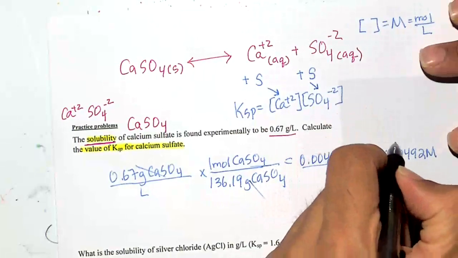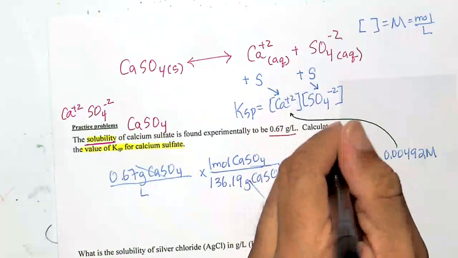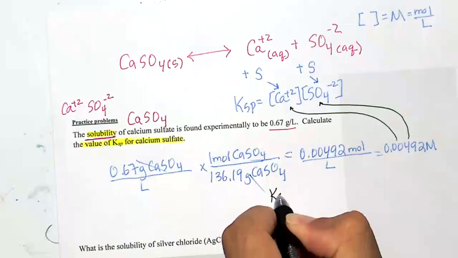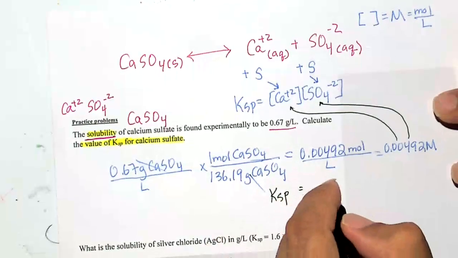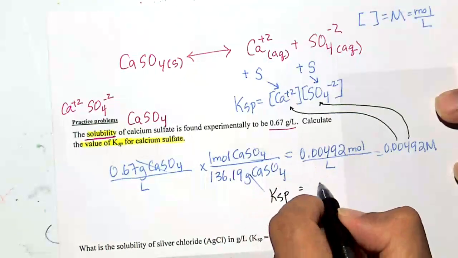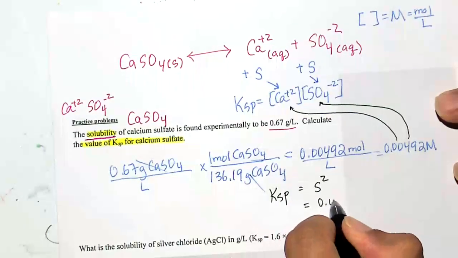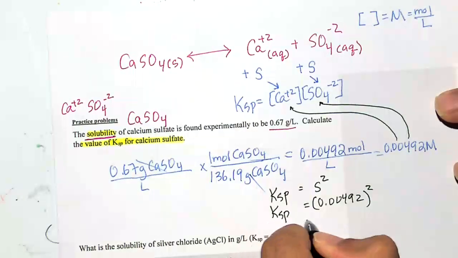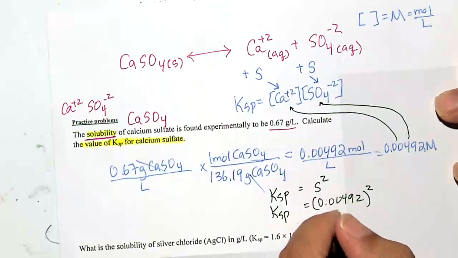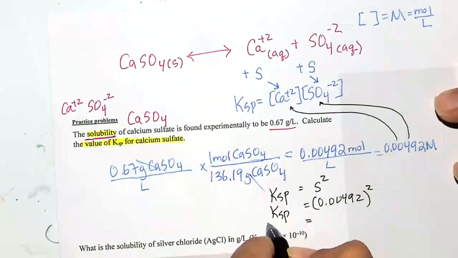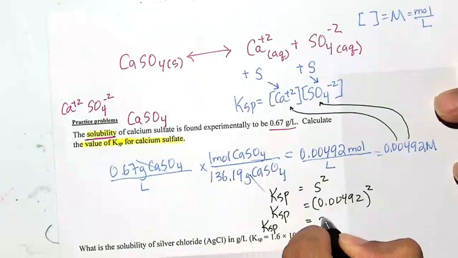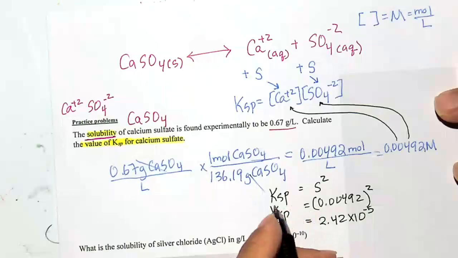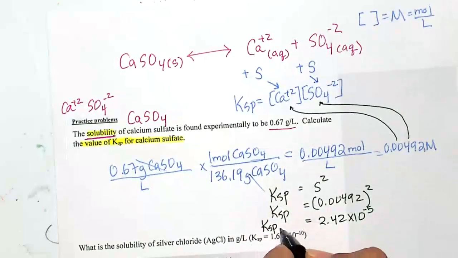So all we've got to do is plug that into here, because that's S, it's a 1-to-1, and plug it in here. So the Ksp, as a result, is going to equal 0.00492 times 0.00492. And I'm getting 2.42 times 10 to the minus 5. Okay, so that is our Ksp of calcium sulfate.